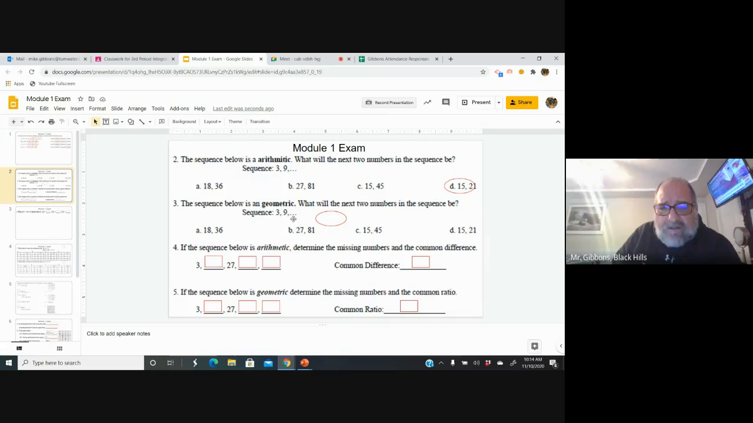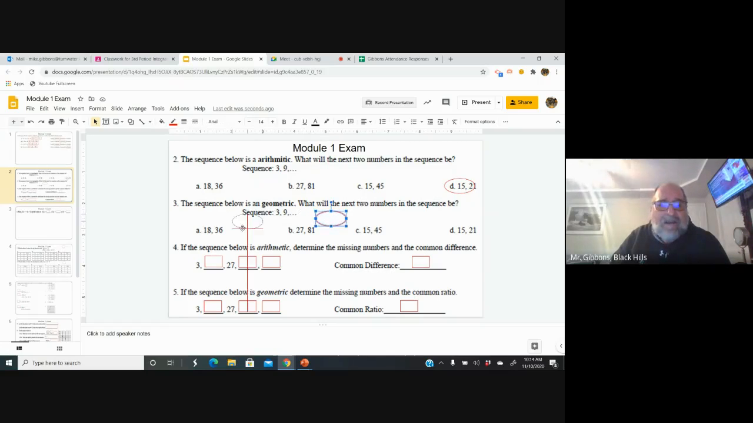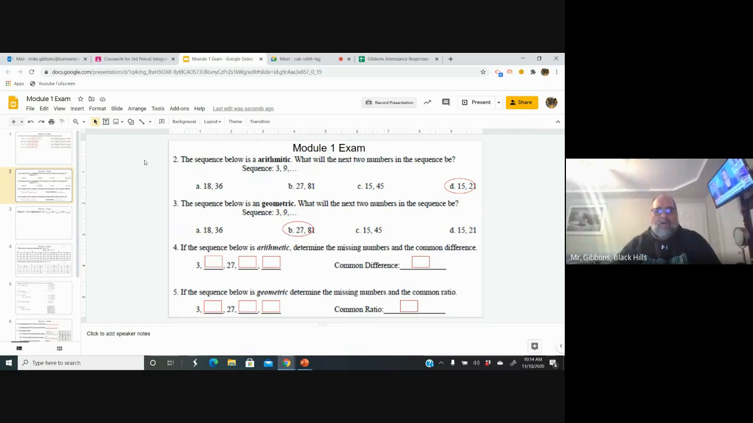So 9 times 3 is 27. And then multiply that by 3, and I would get 81. So I'm grabbing my ellipse right here, and I'm looking for a 27, 81. Not there, and there it is right there. So the answer to number 3 is B. Okay, so any questions on number 3? Seems pretty simple, you guys? No. All right.